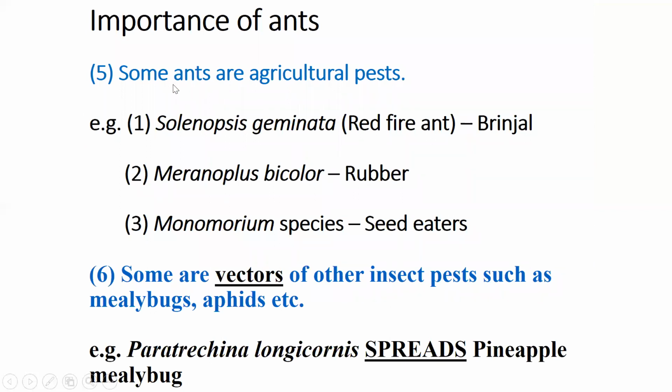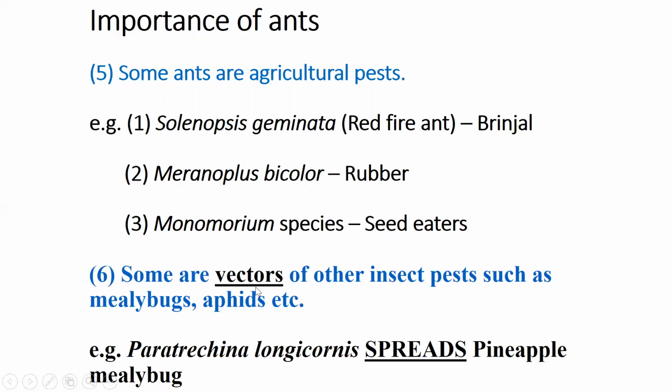Now, I would like to mention that some ants are agricultural pests. Not all ants are beneficial to human beings. For example, there is an ant called Solenopsis geminata, called the red fire ant. In Sri Lanka, I have seen it is a pest of brinjal. They can destroy large brinjal plantations in several days. And Myrmicaria? Meranoplus bicolor is recorded as a pest of rubber. And many Monomorium species are known as seed eaters.